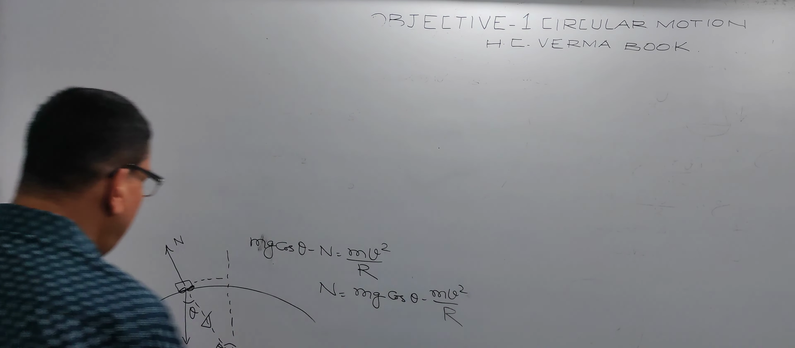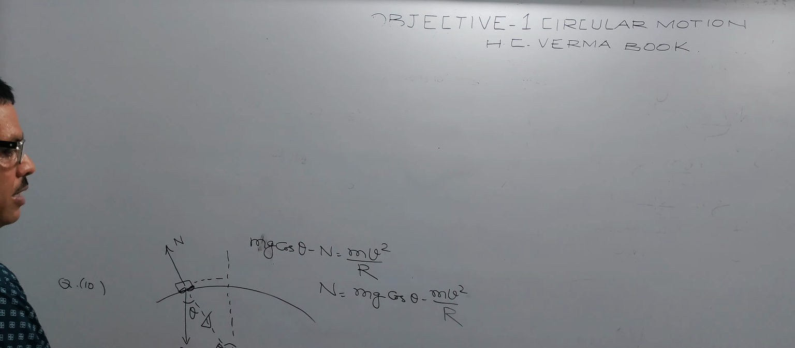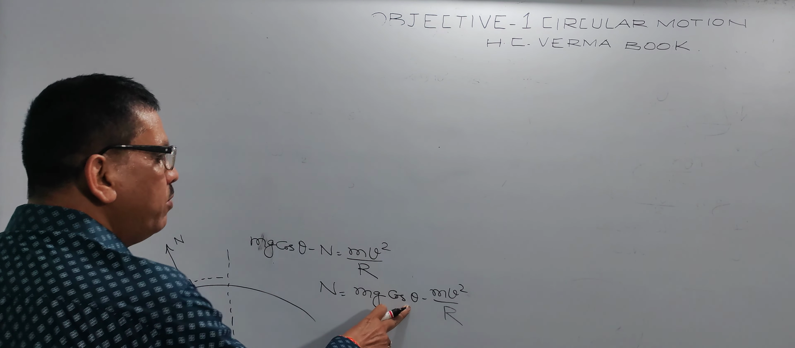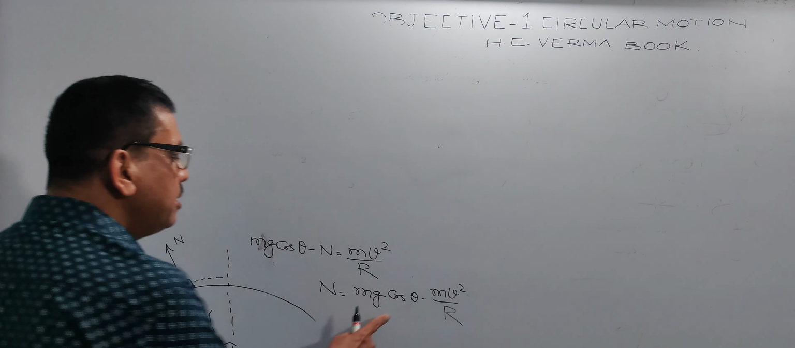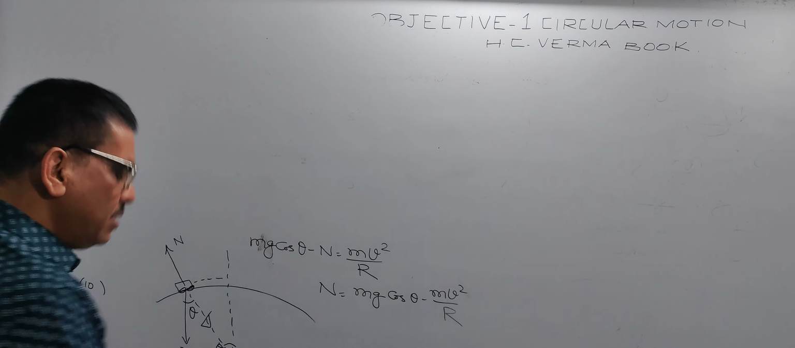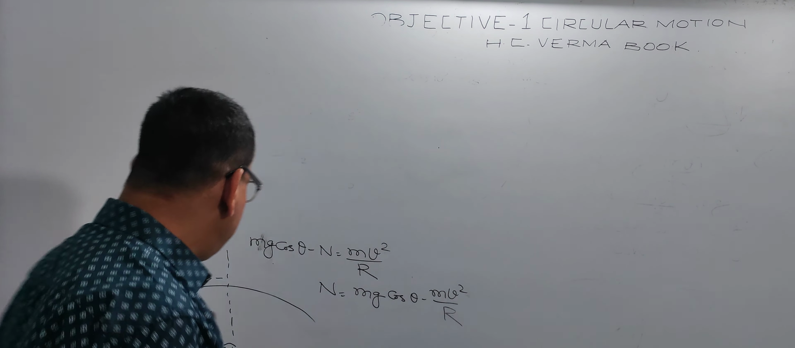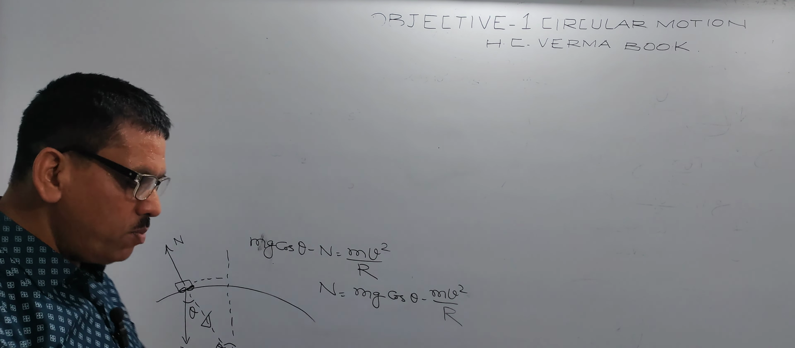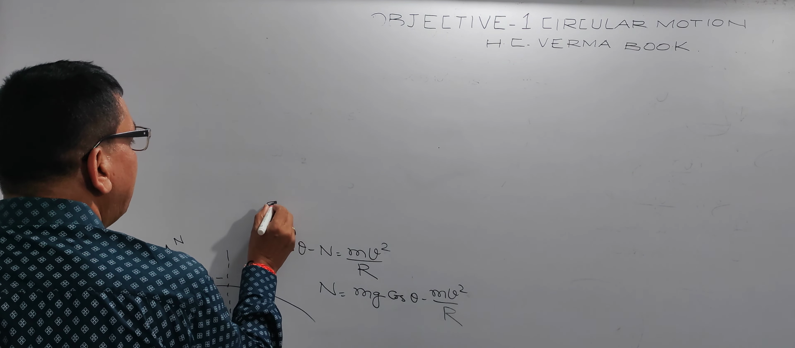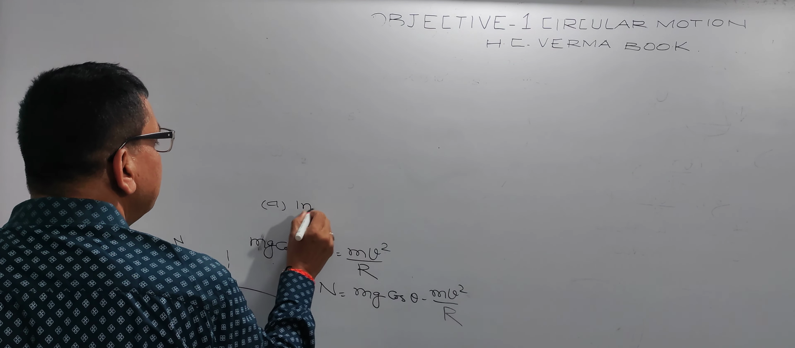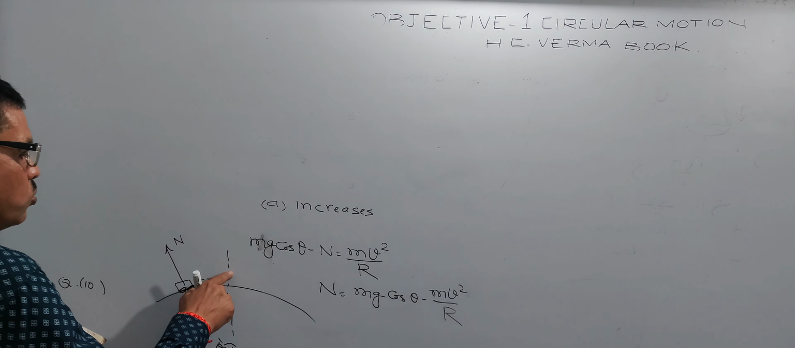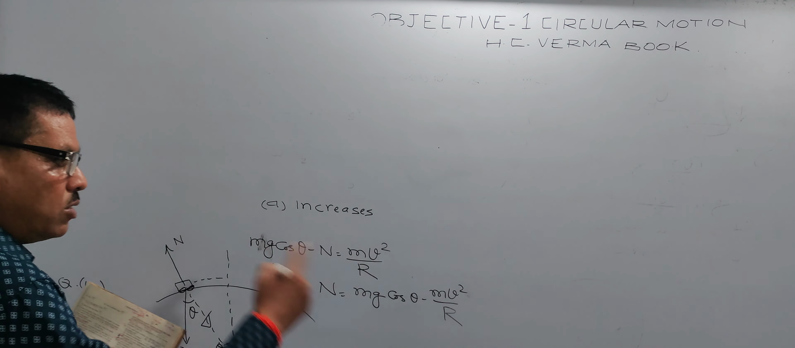Now what you will observe, as the object goes towards the top, theta is decreasing, and theta decreases means cos theta is increasing, because cos 0 is 1. Now once it is increasing, N will be increasing. So as theta is decreasing, N is increasing. So what is the correct answer? As the vehicle goes to the top, the normal reaction increases. So for question number 10, the correct answer is A, it increases, while the four-wheeler goes to the top of the circular road.